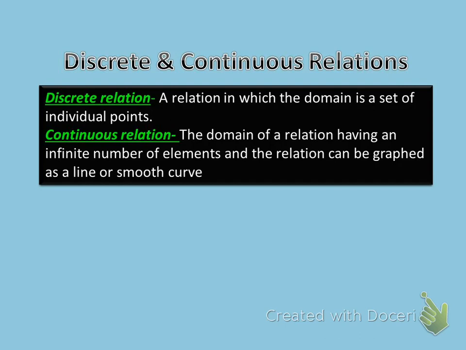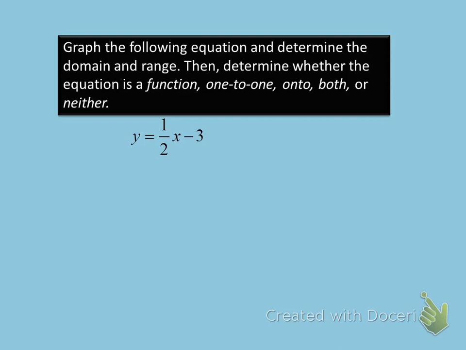So that's how you know whether something's discrete or continuous. Discrete is a set of points. Continuous is just as it sounds. You draw it continuously. It goes on forever and ever, both sides. You don't really need a graph if you can determine the domain and range. Then determine whether the equation of a function is a function, one-to-one, onto, both or neither. Doesn't have to be a fancy graph, but you need to make sure you get the gist of it.